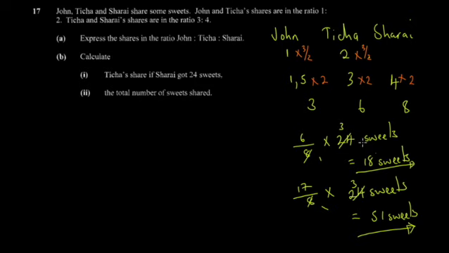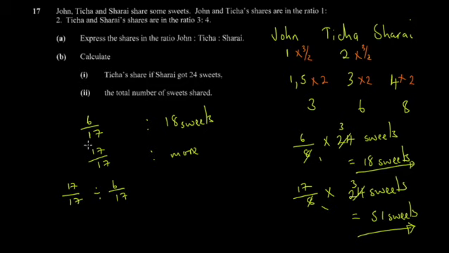So the teacher had 6 over 17, which is 18 sweets. For the whole, you'd want 17 over 17. If it's more, it's the bigger number at the top. It means 17 over 17 divided by what? By 6 over 17. This one I could have just written as 1, it would still be fine. Then multiply by what?